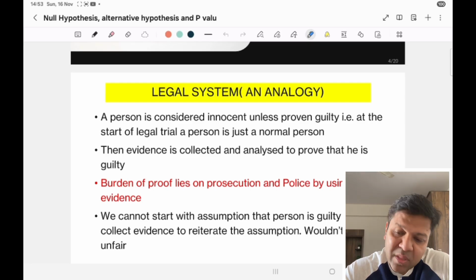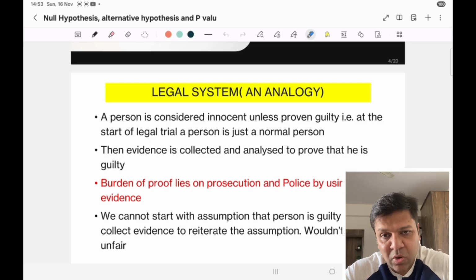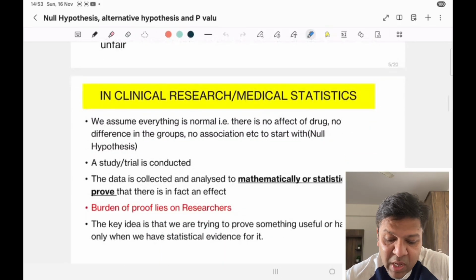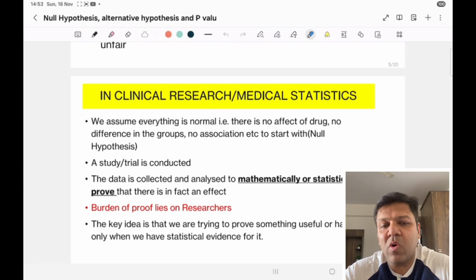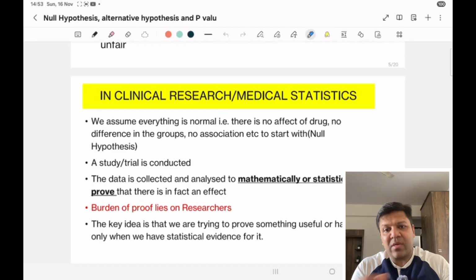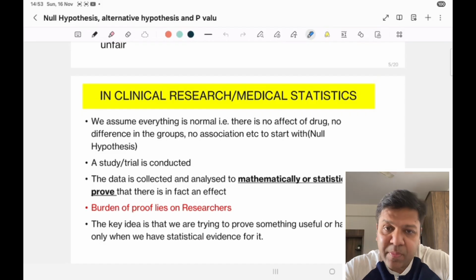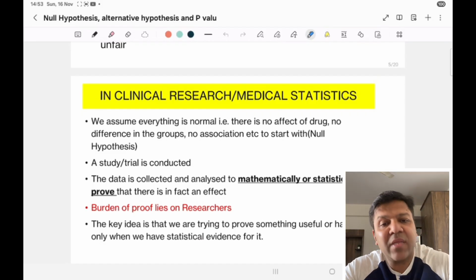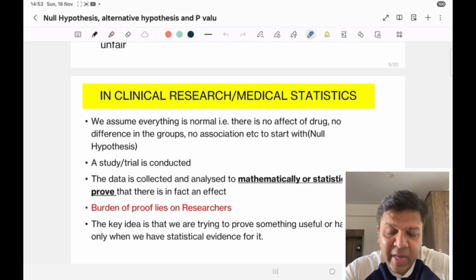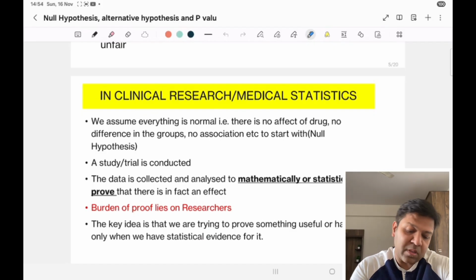No. The same is true in clinical research, medical studies or medical statistics. We say that nothing is going on. Then what do we do? We start a clinical study, either a case control, cohort or randomized control trial. We gather the data and interpret the data to get some statistical or mathematical evidence to prove that something is going on or the drug is effective. But we start with the assumption that nothing is going on or the drug is ineffective. So this negative assumption that we take at the start of the study is called the null hypothesis.